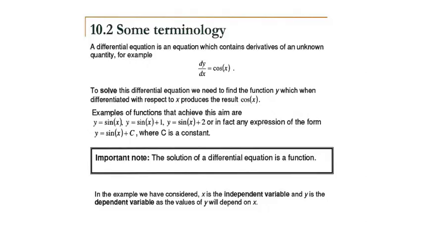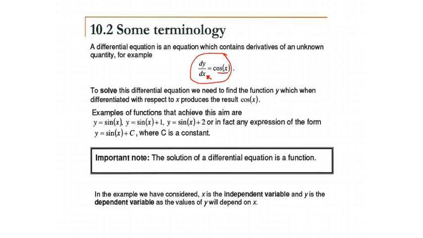Now let's consider a first order differential equation where on the right hand side we've got some kind of function of the variable that we're differentiating with respect to. So this equation we're differentiating with respect to x, and we're going to put some function on the right hand side. This time I'm going to use a trig function, cos x. To solve this differential equation we need to find the function y, which when differentiated with respect to x produces the result cos x.